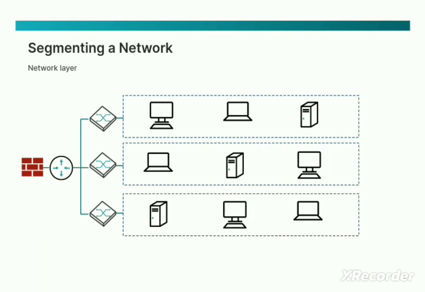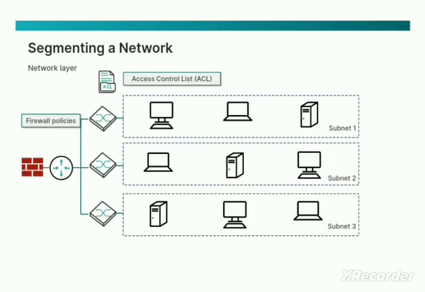Physical segmentation occurs at the network layer, and a larger internal network is split into subnetworks. The data flow between the different subnets is limited and controlled through firewall policies, access control lists, ACLs, and routers.